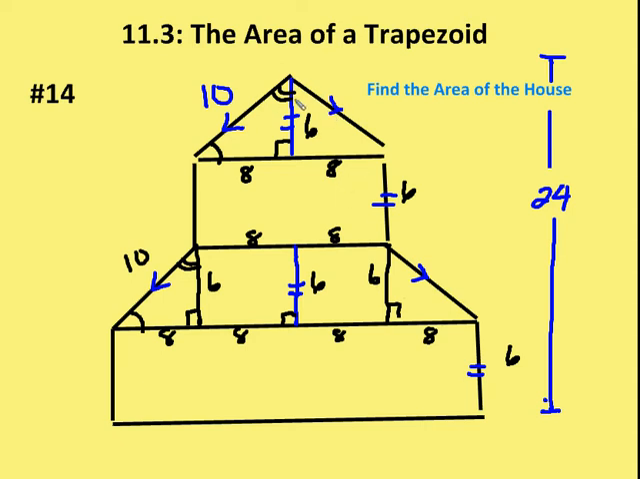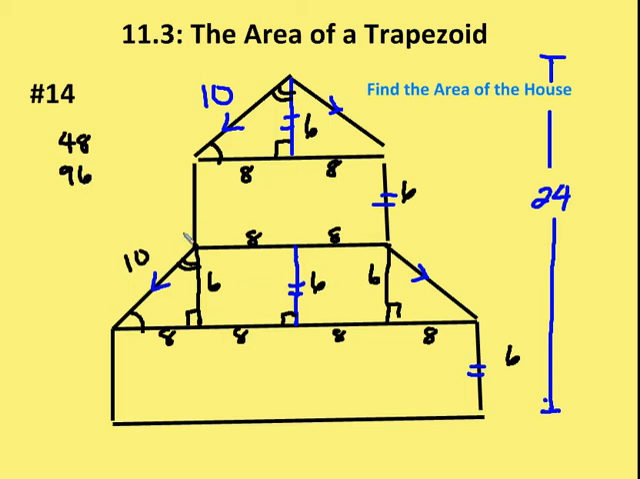So let's take the top floor first. Let's find the area. It's going to be 1/2 of the base times height. We have 1/2 of 16, which is 8, times 6, which is 48. The third story is just going to be 16 times 6, or 96.